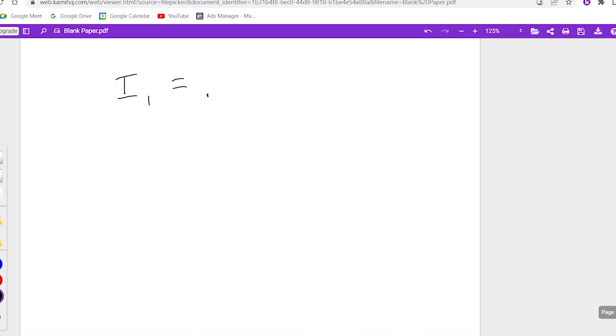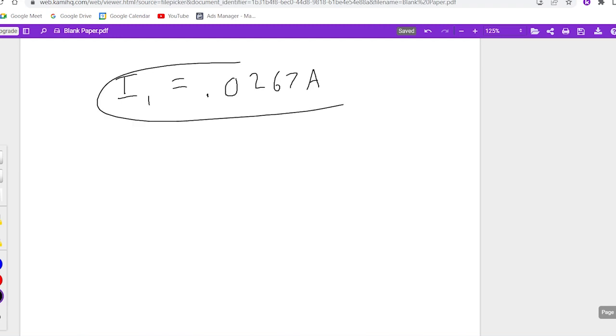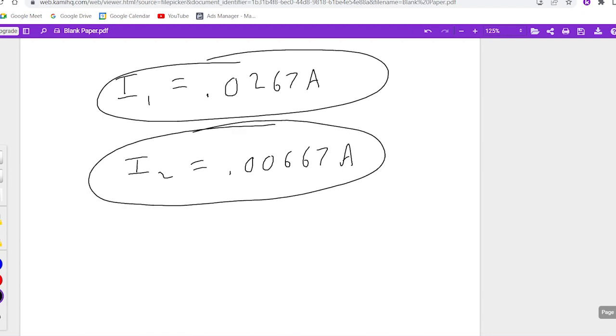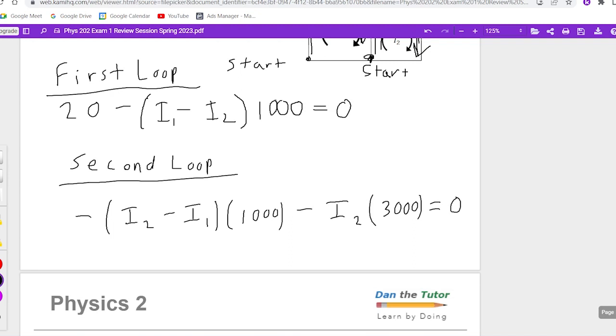I1, you get 0.0267 amps. And if you correctly solve for I2, you'll get 0.00667 amps. And again, what I care more about is the KVL equation, which is these right here. And I know this is one of the hardest things to wrap your head around in this entire review. So if you do have any questions, please say them now, or forever hold your peace.